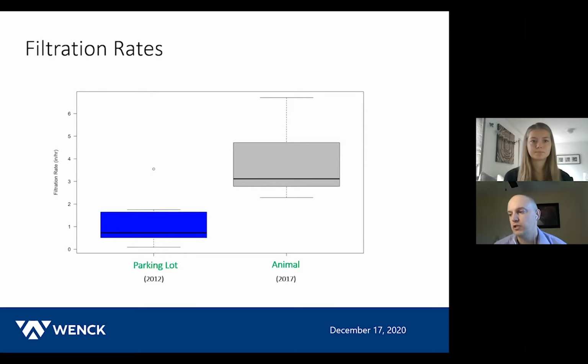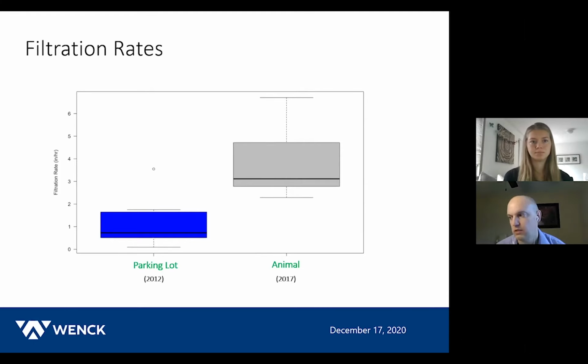Let's look at filtration rates. So we have two of the sites here. We have the parking lot site, which, if you recall, was constructed and has been online since 2012. And the animal site, which has been on site since 2017.